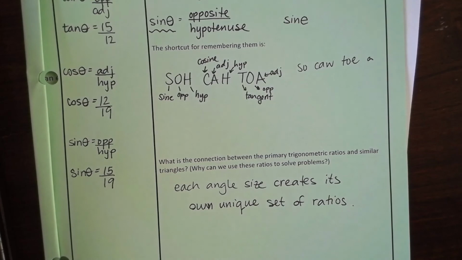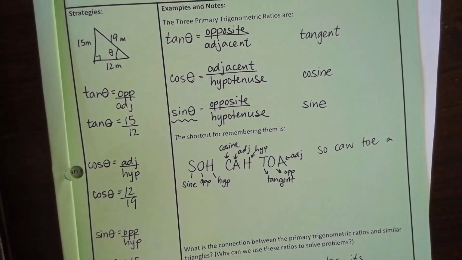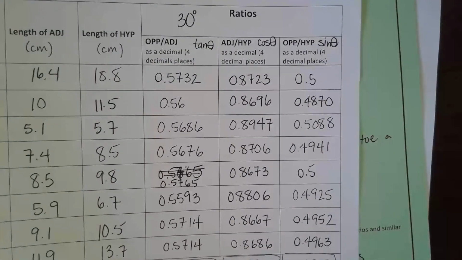So I hope that makes sense, and I hope you can see the connection between sine, cosine, and tangent, and the work that we did with these ratios in the last lesson. Okay, so try your independent practice and let me know how it's going.